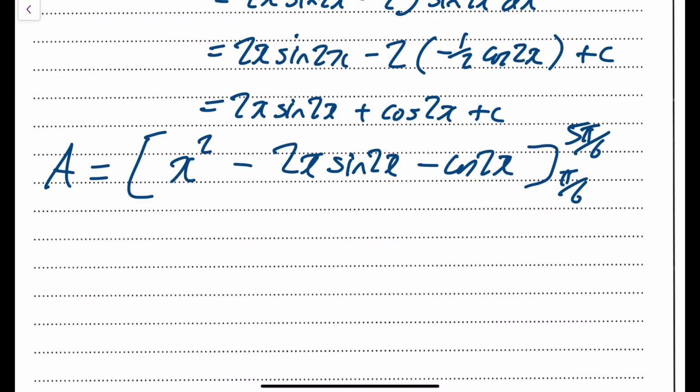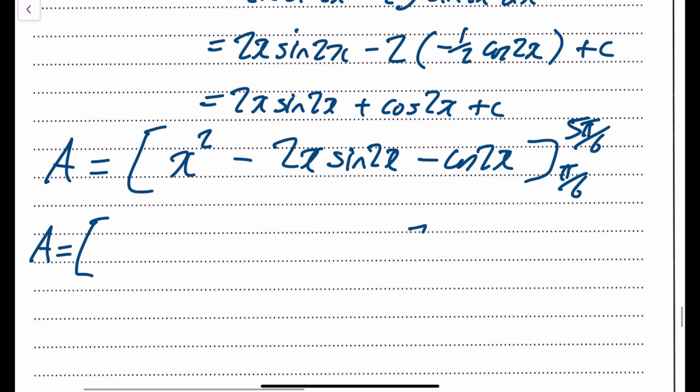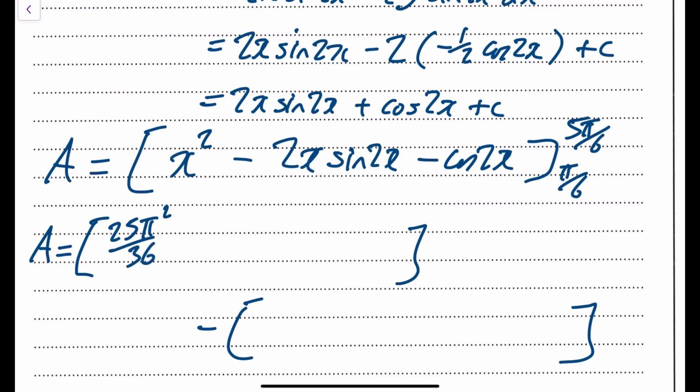So we're going to have to do a lot of work here. I'm going to have two square brackets. I'm going to be putting in all of these things. Putting in my limits, I should say. So put in 5 pi over 6 into x squared. You're going to get 25 pi squared over 36. They want exact, so you've got to leave it in terms of that.